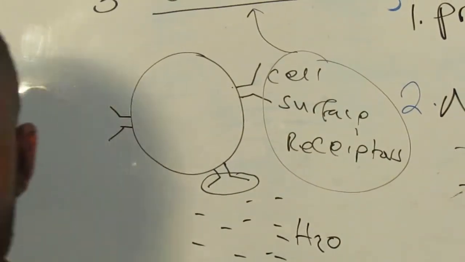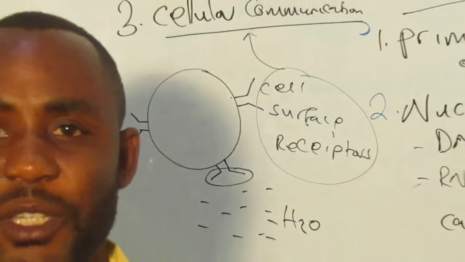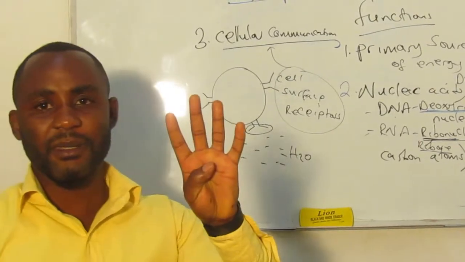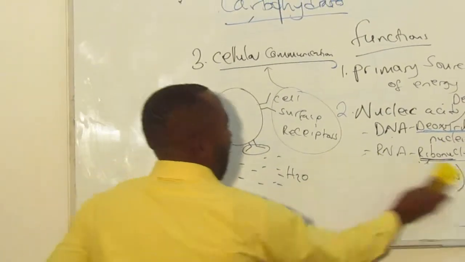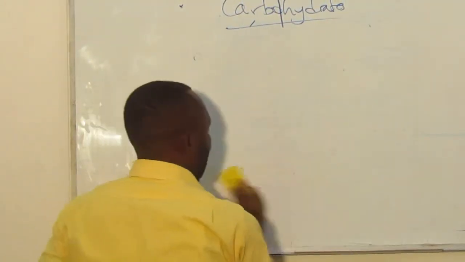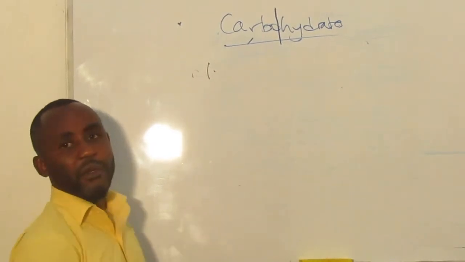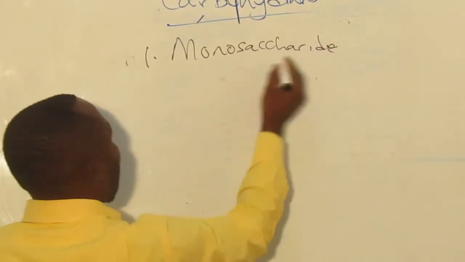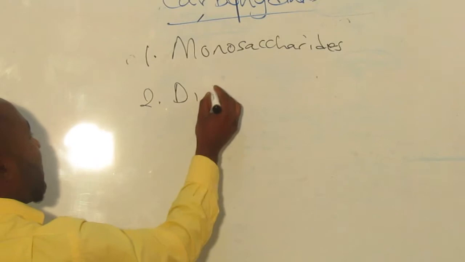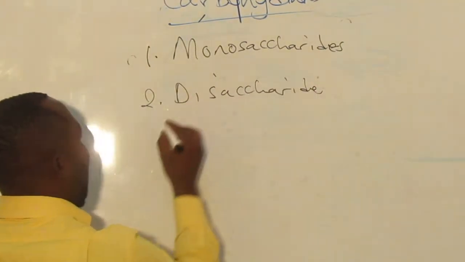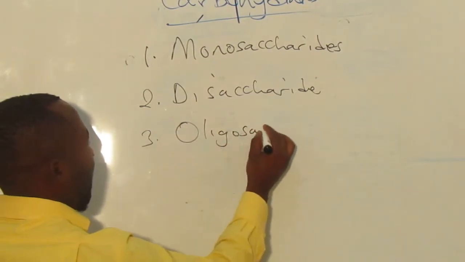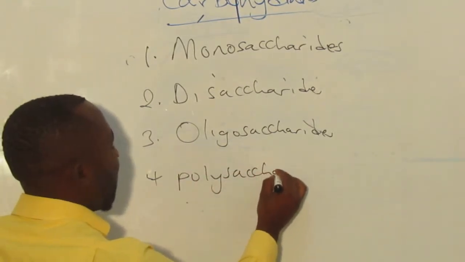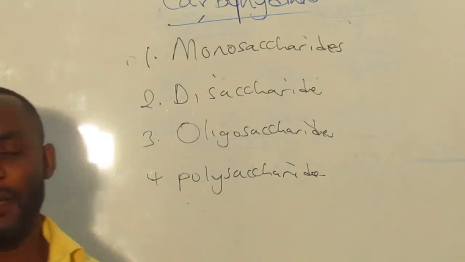In the introduction, I told you that carbohydrates is what we shall cover today. Carbohydrates are classified into 4 important groups. What are those groups? Number 1, we have a group that we call monosaccharides. Number 2, disaccharides. 3, oligosaccharides. 4, polysaccharides. Those are the 4 major groups of carbohydrates.